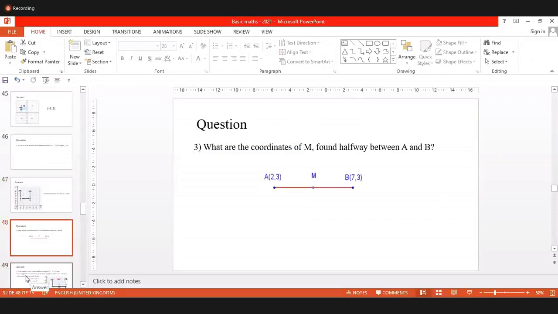So we will just move to another question, right? You see this one. What are the coordinates of M? M is found halfway between A and B. Can you find out this one? Difficult?